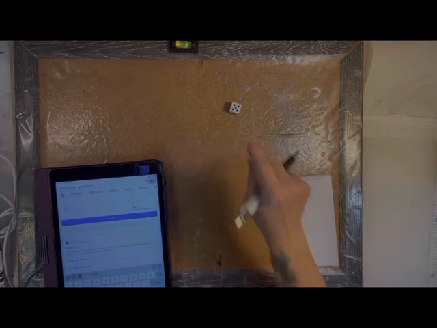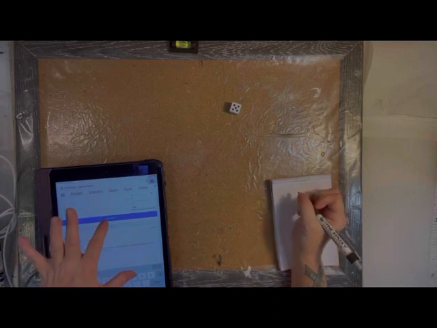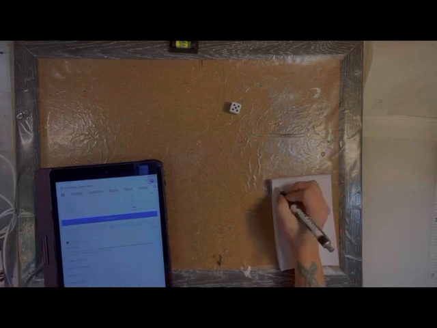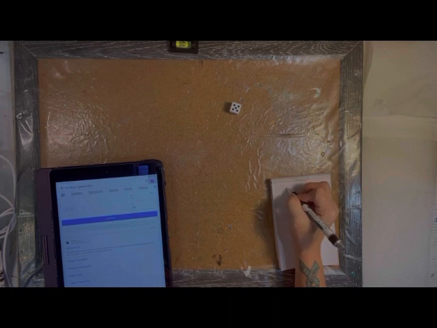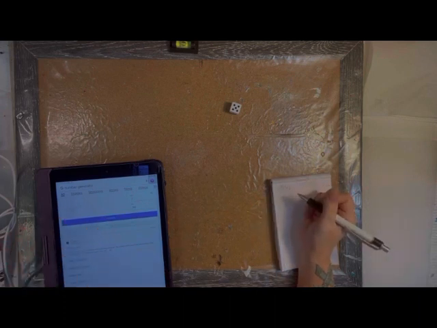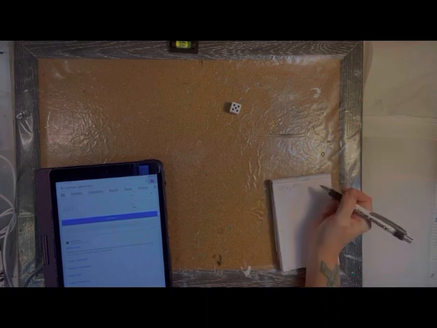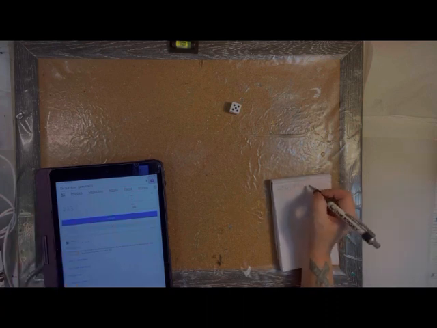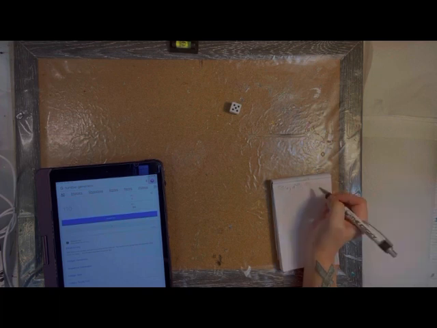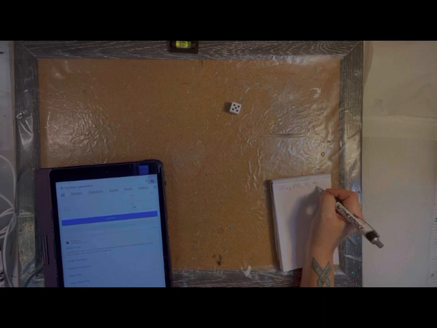Okay, 5 numbers to be generated. First one, 356. Next, 243, high numbers. Next, 110, 42, and our last one, 125.